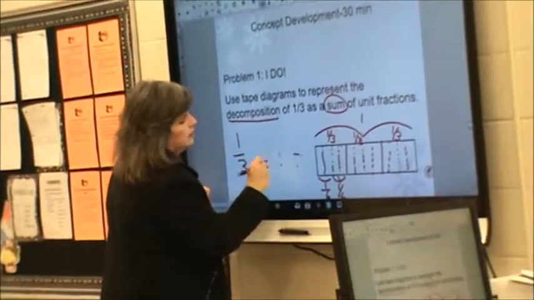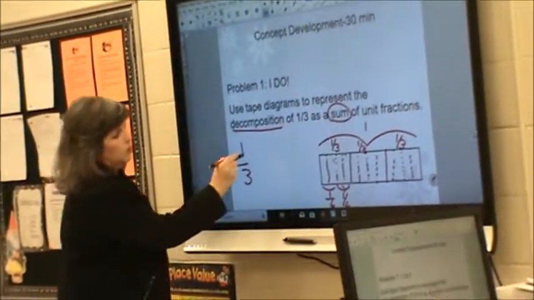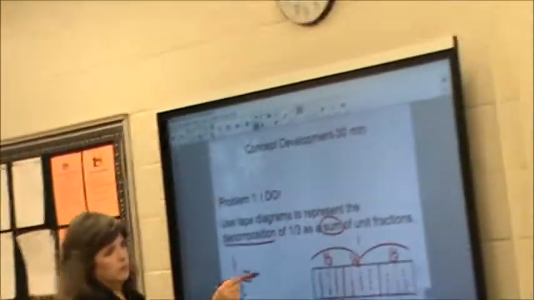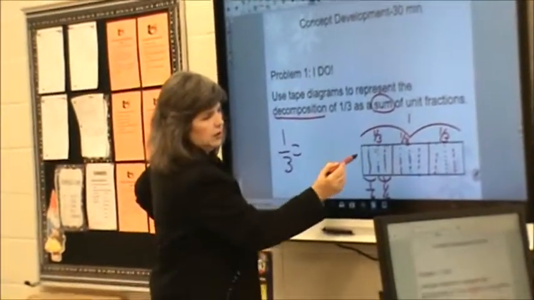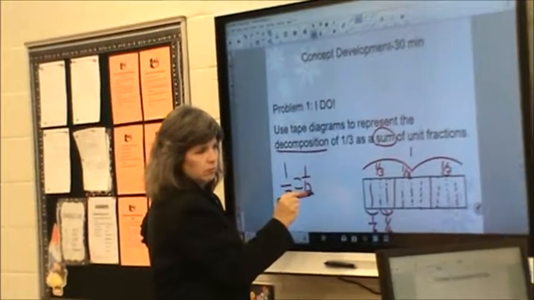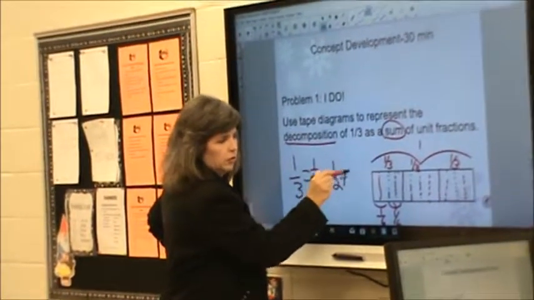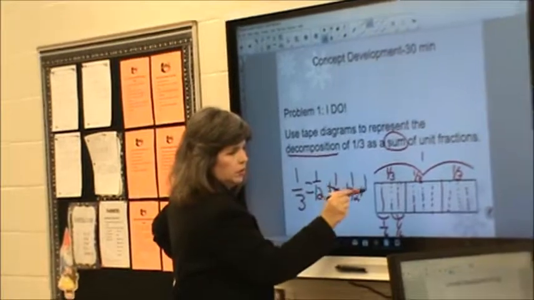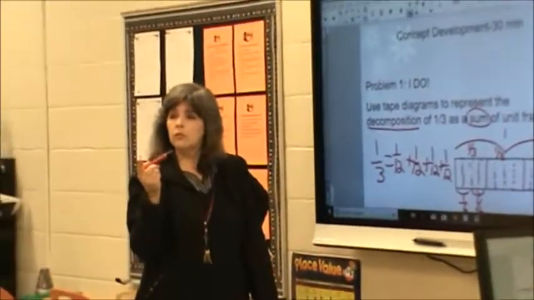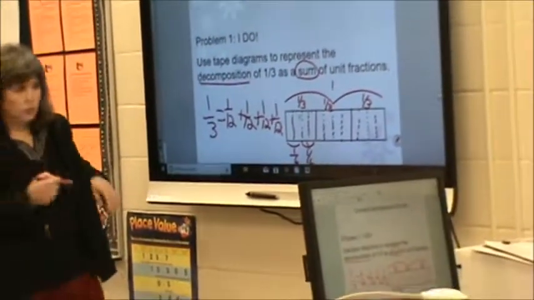Okay. Let's take a look at this one. So 1/3 will equal how many twelfths? 1/3 is going to equal 1/12 plus 1/12 plus 1/12 plus 1/12. What's another way of saying that? 4 times 1/12. 1/3 equals how many twelfths? 4. Okay.